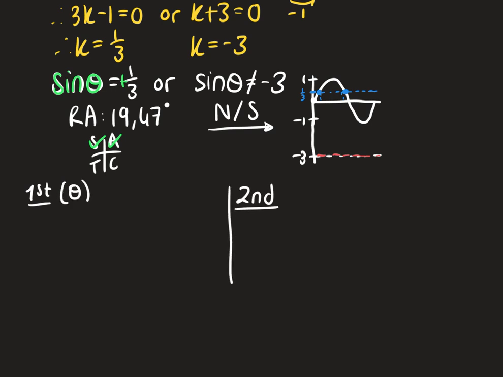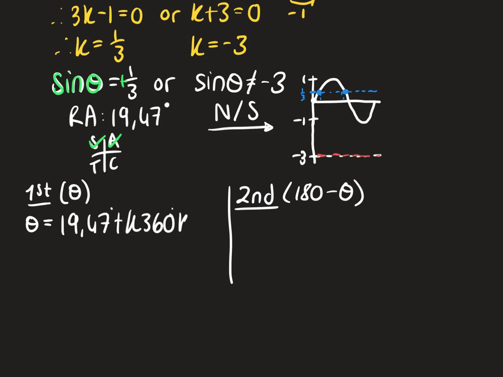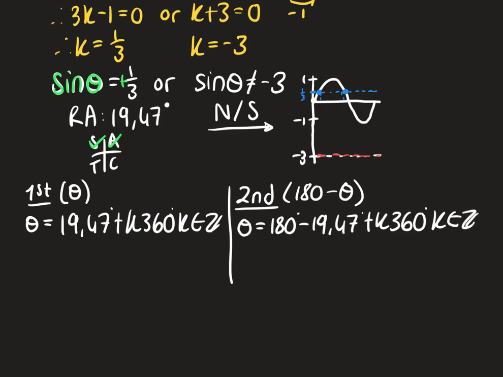So theta in the first quadrant, 180 minus theta in the second quadrant. We're going to say the angle that we're solving for is theta, because that's the angle next to the sine. Remember, whatever's next to the trig function, when you work out your reference angle, that is the angle we're going to be solving for in our general solution. So now we're going to say theta equals our reference angle plus k360, k is an element of integers. In the second quadrant, we're going to say theta equals 180 minus my reference angle plus k360, k is an element of integers.